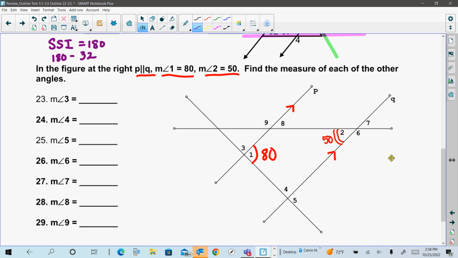With that given information, hopefully you see you have two different transversals. This is one transversal that makes that angle 5.